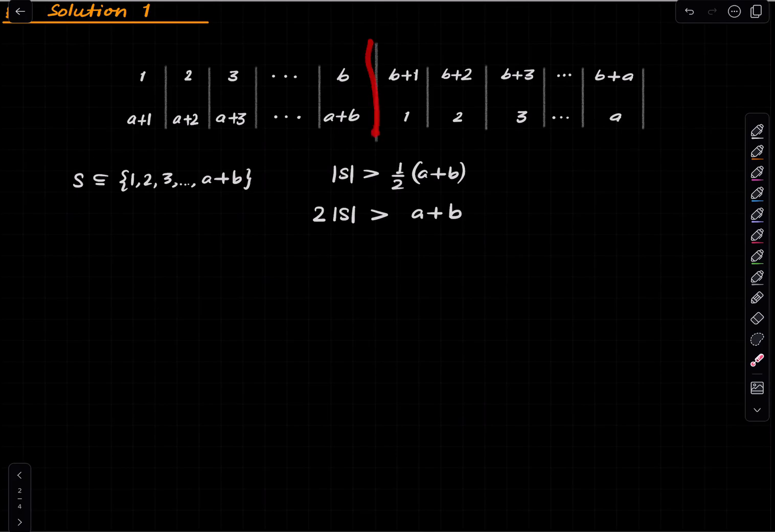So if that column is amongst these, then the difference between two of them is a, and if that column is amongst these, then the difference between those two of the marked things is b. So therefore, there exist two marked things which differ either by a or by b, which is same as saying that there are two selected things which differ either by a or by b, and that finishes the proof. It's a very elegant proof.